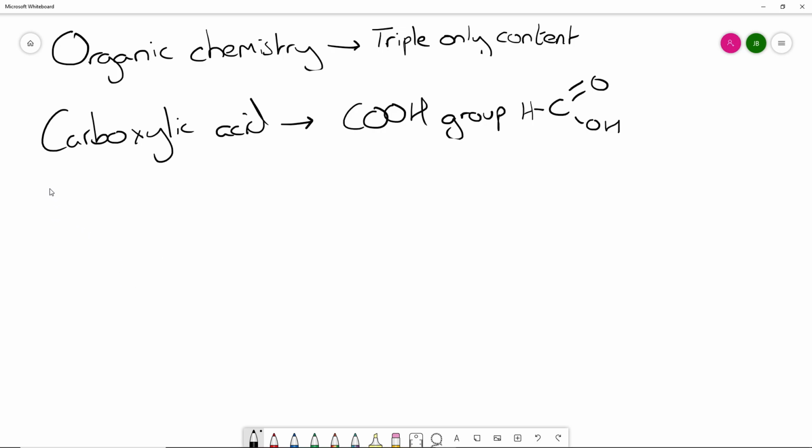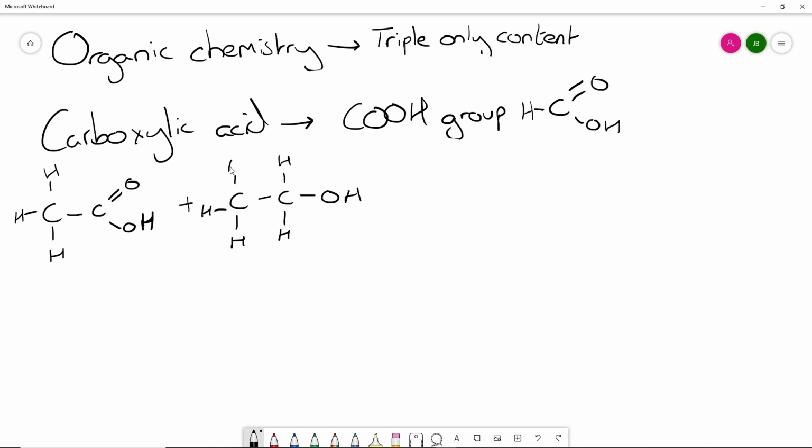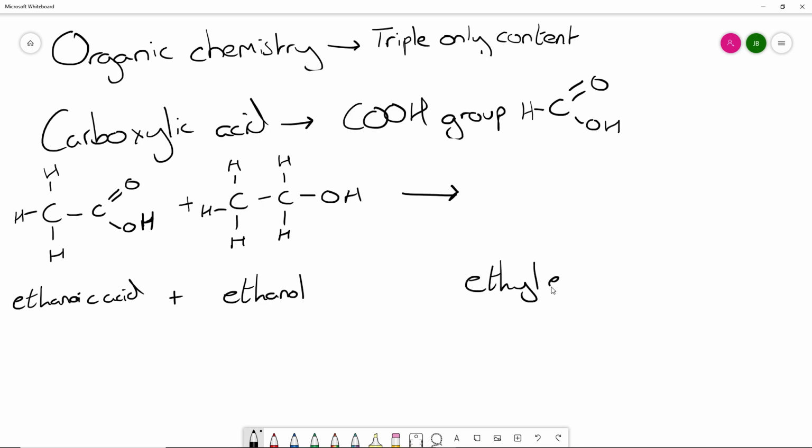So we've got carboxylic acid. Let's go for ethanoic. That's ethanoic acid there. It's got 2 carbons, and we're going to add it to ethanol. So, ethanoic acid plus ethanol is going to form an ester. Now this ester will be called ethyl ethanoate.